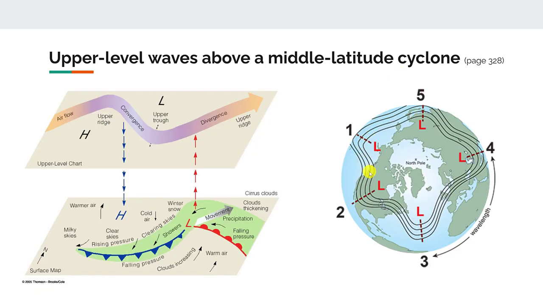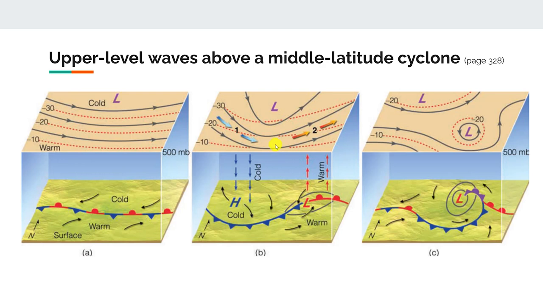In the winter, these Rossby waves become very dynamic. That is why in the winter we have a lot of mid-latitude cyclones affecting the Central United States. So you can see here that is more upper level. When the cold air becomes stronger, it will push against the warm air, so this air will go up and trigger this low. You can see right here. And then you will have the wave developed.